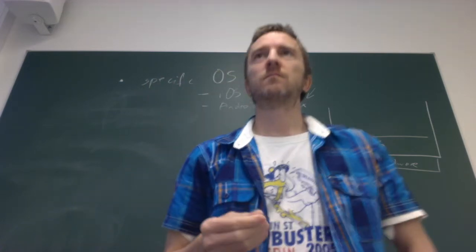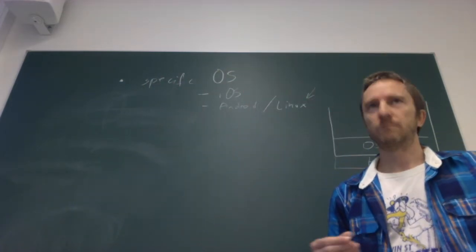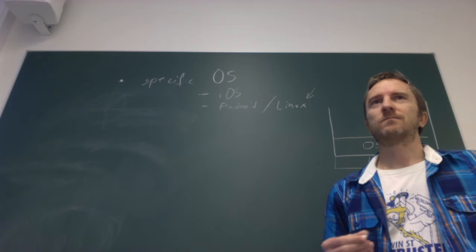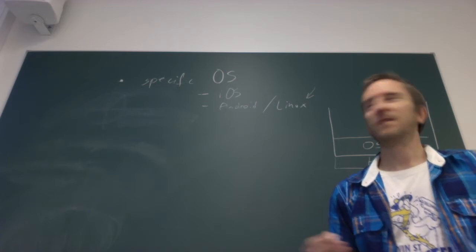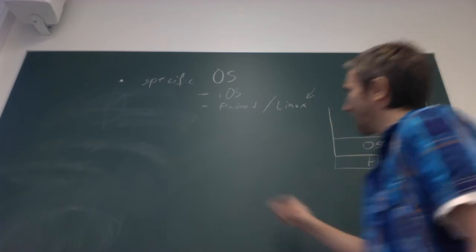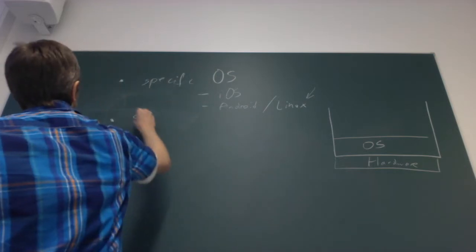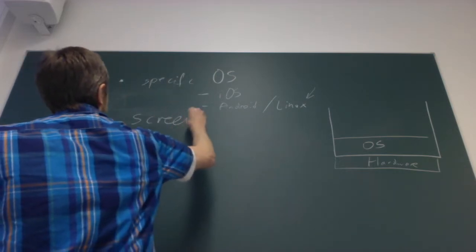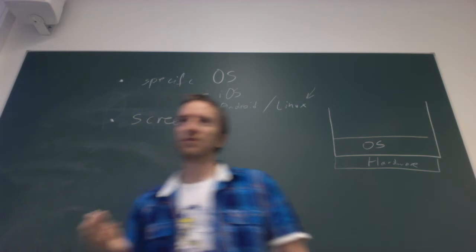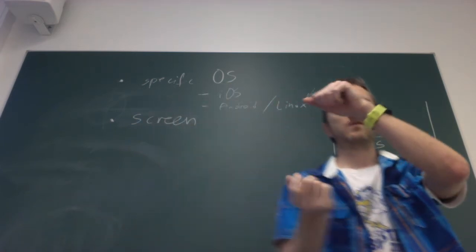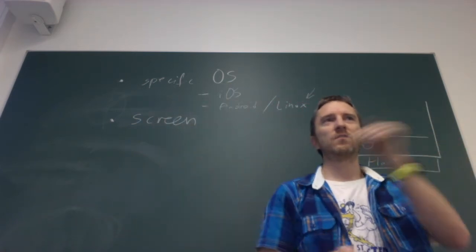Depending on the setting, the screen can be vertical. Vertical. Yeah. So we have different screen layouts. Screen needs kind of a separate category. First of all, we have two different layouts. We have horizontal or portrait, right?